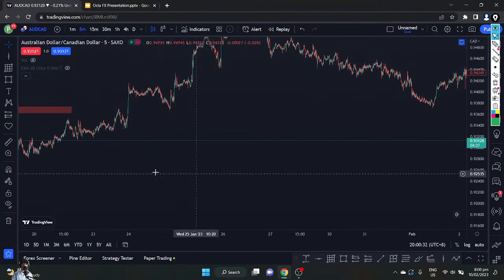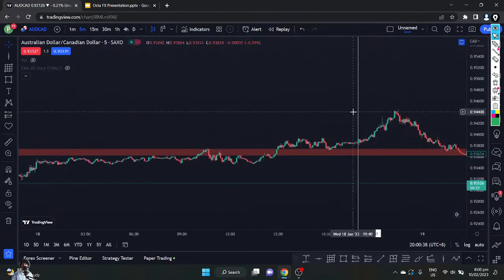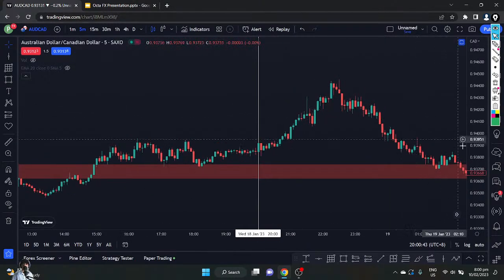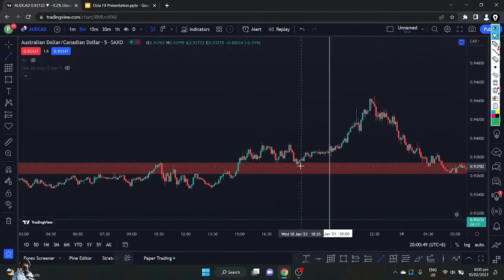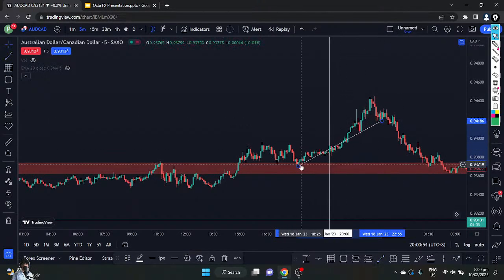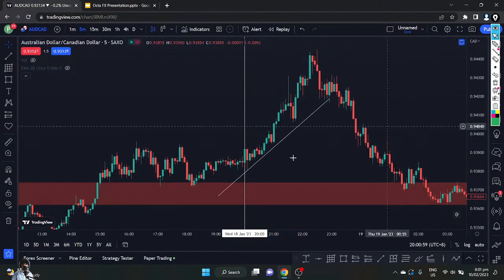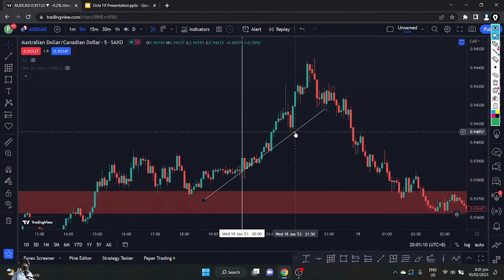So let's see if TradingView will allow us. So there we can see that the price is creating a different angle right here. Coming from this low up to this swing low, we have a steep trend line. So let's just draw it clearly. Let's say we draw it like this. So this is the angle that we want to see.